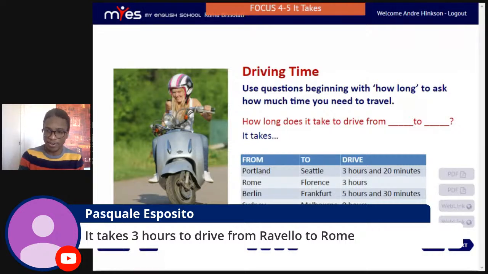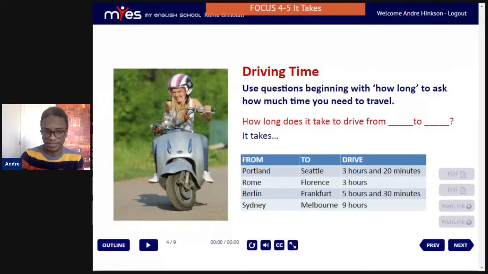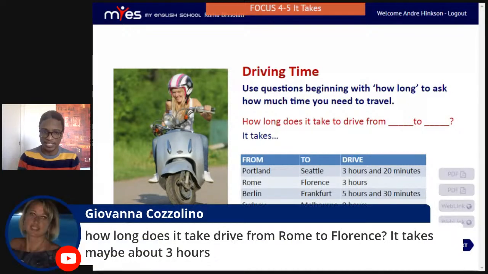So let's answer or ask another question. So how long, Giovanna asks, how long does it take to drive, remember, to drive from Rome to Florence? It takes maybe about 3 hours. What do you guys think? Does it take 3 hours to drive from Rome to Florence? I don't know. Can anyone confirm?